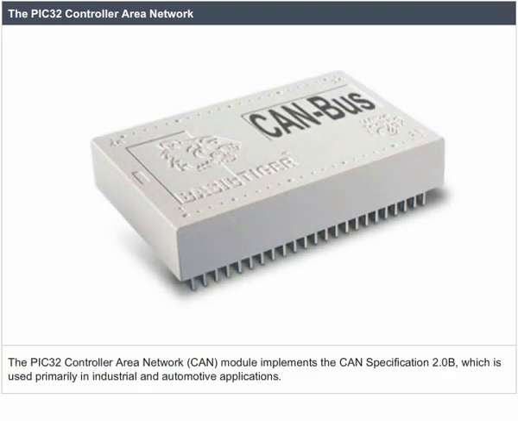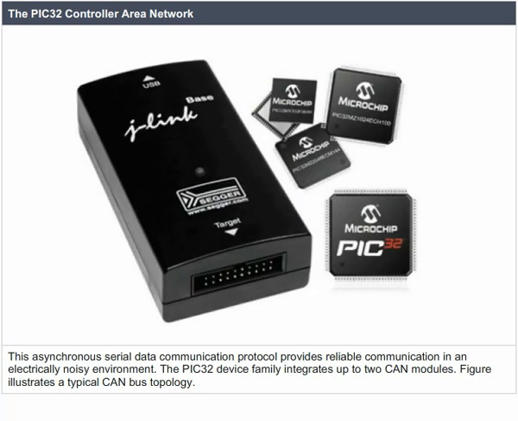The PIC32 controller area network (CAN) module implements the CAN specification 2.0b, which is used primarily in industrial and automotive applications. This asynchronous serial data communication protocol provides reliable communication in an electrically noisy environment. The PIC32 device family integrates up to 2 CAN modules. The figure illustrates a typical CAN bus topology.